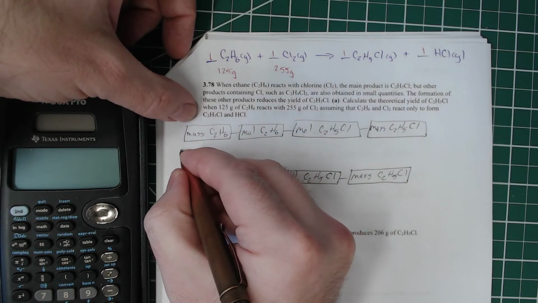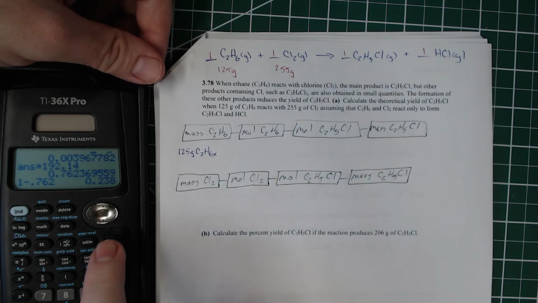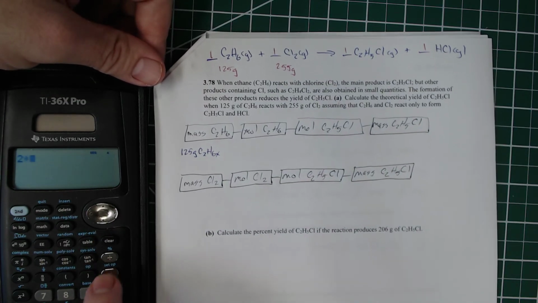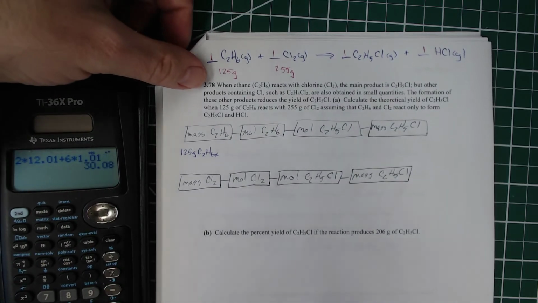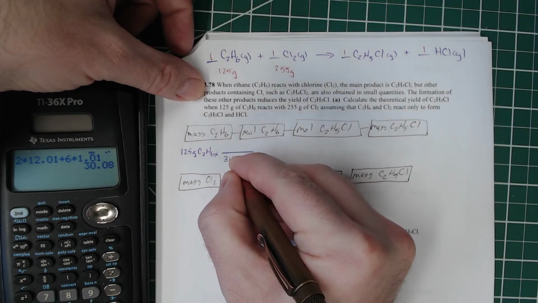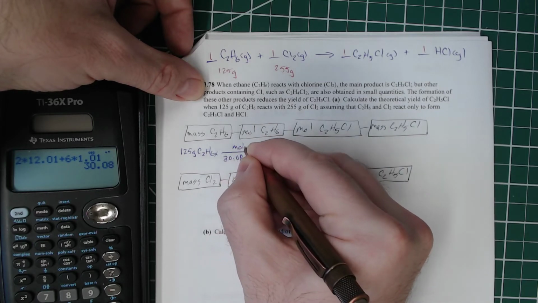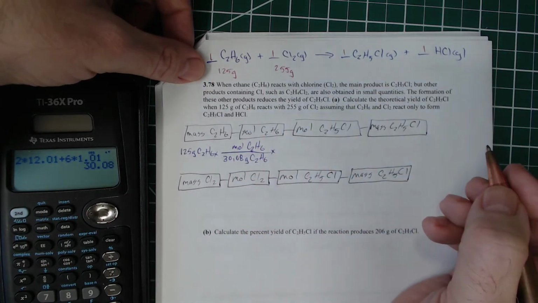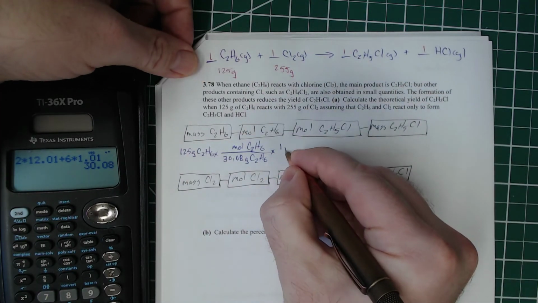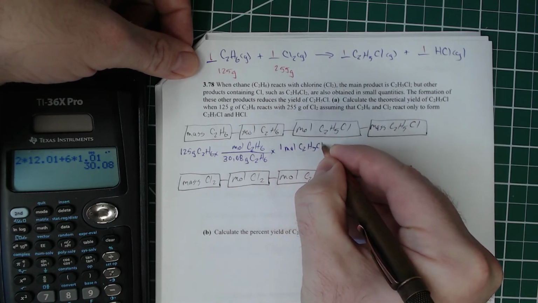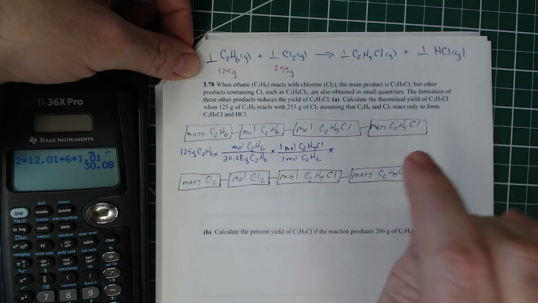So we'll start with that 125 grams of the C2H6. All right, so we've got 2 times 12.01 plus 6 times 1.01. And that gives us 30.08 grams of C2H6 per mole of C2H6. Moles to moles, all of these are 1 to 1, so we'll do 1 mole of this per 1 mole of that. So 1 mole of C2H5Cl per 1 mole of C2H6. And then finally, moles to mass.